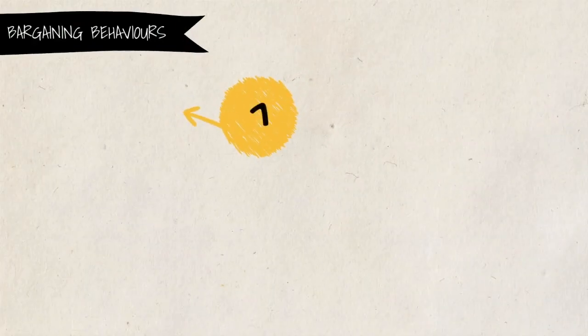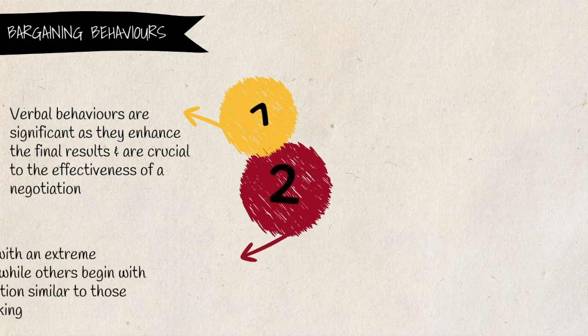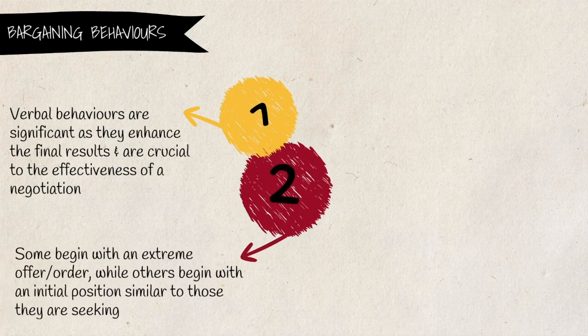Bargaining behavior is divided into 3. First, verbal or non-verbal. Verbal behaviors are important because they can improve the final outcome and are critical to the success of negotiation. Second, use of extreme behaviors.